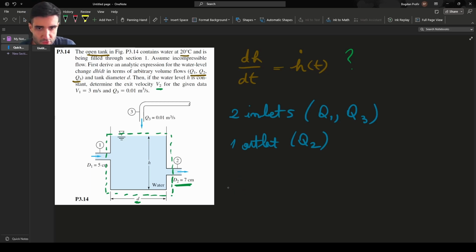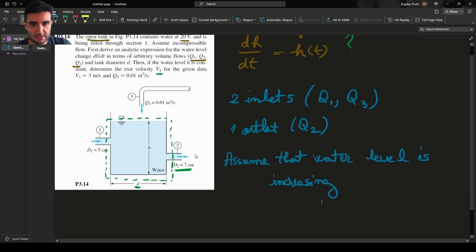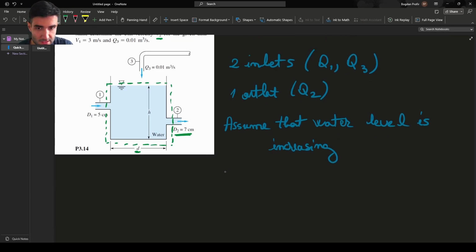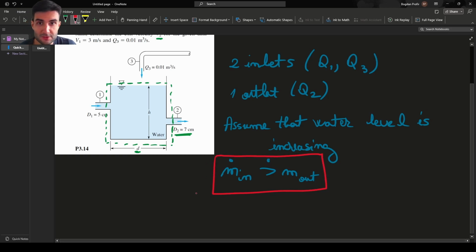So let's try to do it this way. Let's assume that the water level is increasing. So I'm going to assume the water level is increasing. In other words, what that means is that the mass flow rate in is going to be greater than the mass flow rate out. Now, if this turns out to not be true, we'll simply end up with a negative dh over dt, which is fine. It just means that the water level is decreasing.